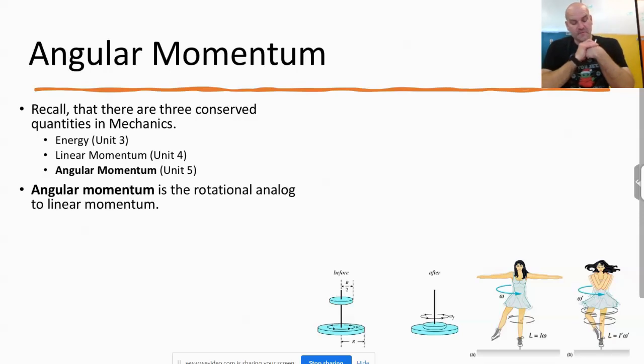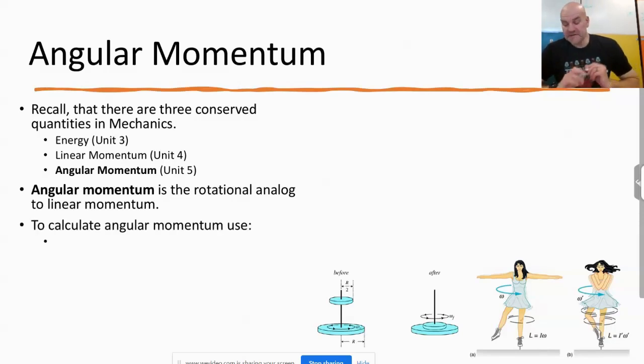So angular momentum is the rotational analog to linear momentum. There are various ways to calculate it. The basic way to calculate angular momentum is L equals I times omega, right? If you remember, linear momentum is p equals mv. So L is our angular momentum, I is our rotational equivalent of mass, and omega is our rotational equivalent of speed, right? Velocity.